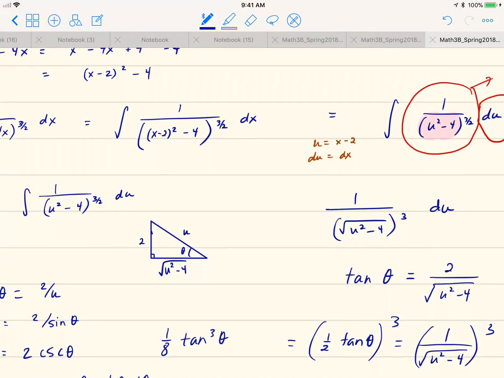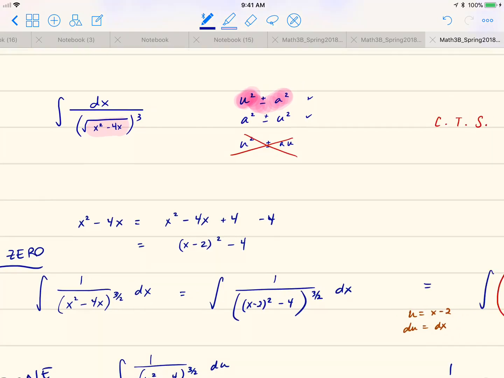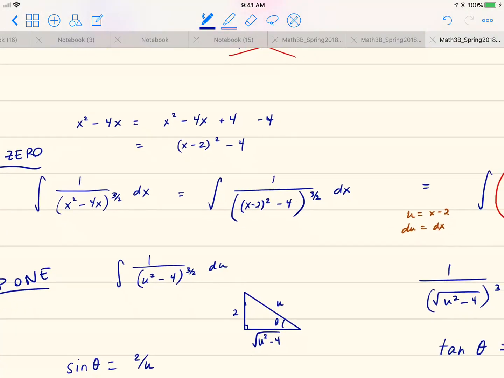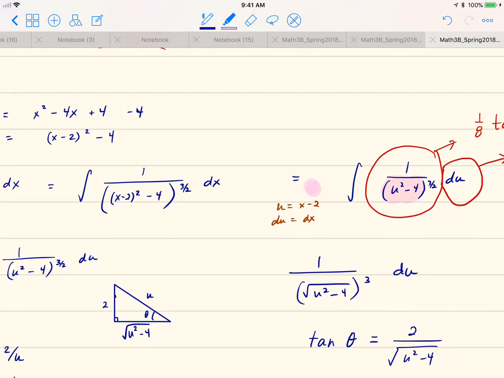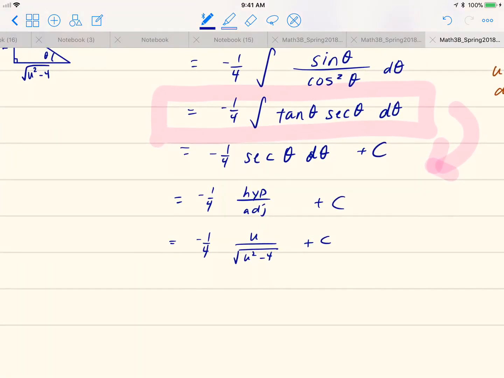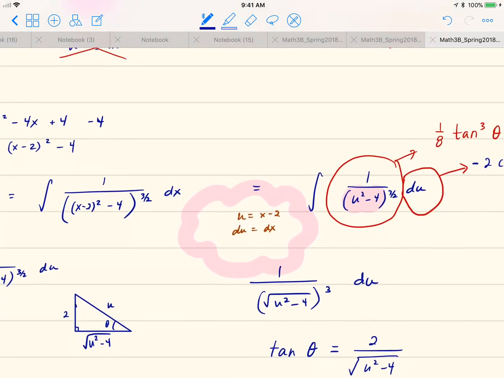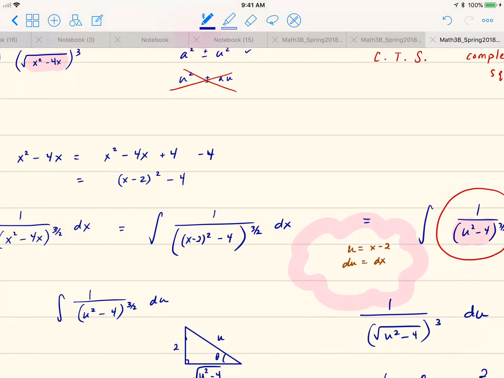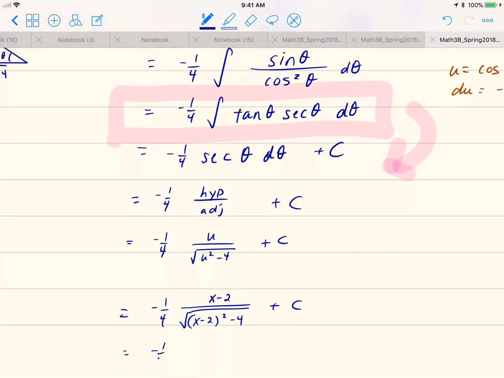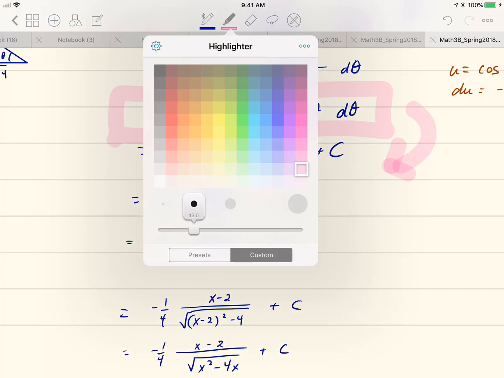Because remember, U is actually a U substitution because we completed the square. And so, yeah, here it is. We said that U, believe it or not, is actually equal to x minus 2. So we need to put that in here at the bottom. So U is actually x minus 2. And in the bottom, what is x minus 2 squared minus 4? It's going to be exactly what we started off with. Right? That was the whole point, to rewrite that x minus 2 squared minus 4. It's going to be x squared minus 4x. So we can write this as negative 1/4 x minus 2 over the square root of x squared minus 4x plus C. And I need a brand new color to indicate that we are done with the problem.